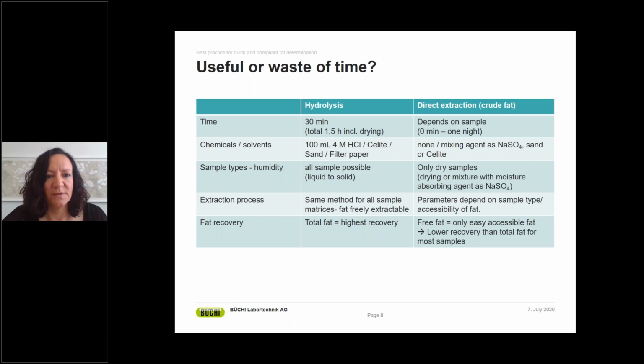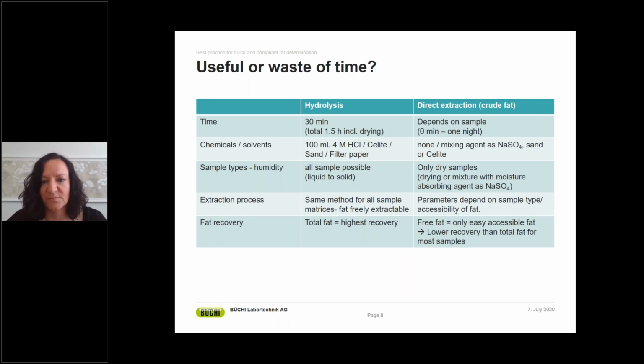And here I'd like to discuss a little bit if this step is worthwhile investing the time or just not worthwhile. So the time that you need for this hydrolysis step is 30 minutes for the boiling, but of course with preparation and drying it needs about 1.5 hours. If you skip this step, of course you don't need these 30 minutes, but sometimes the preparation of the sample can be quite complicated because the samples need to be perfectly dry before an extraction.